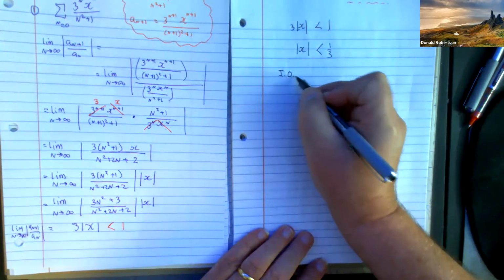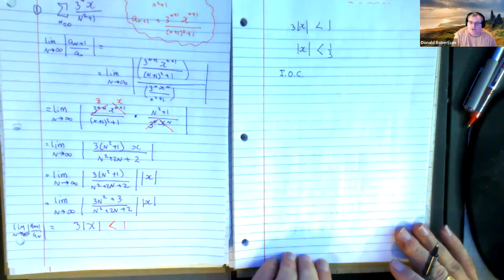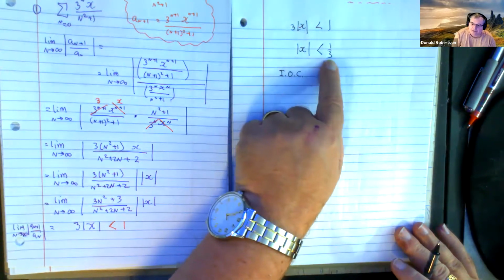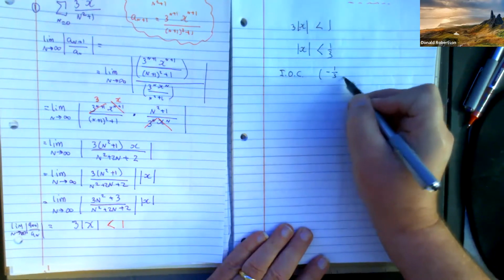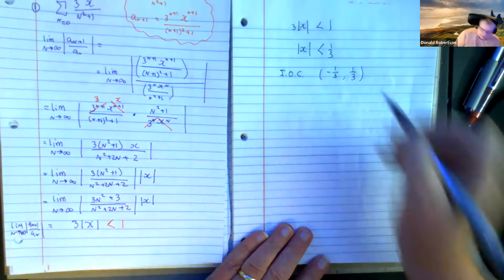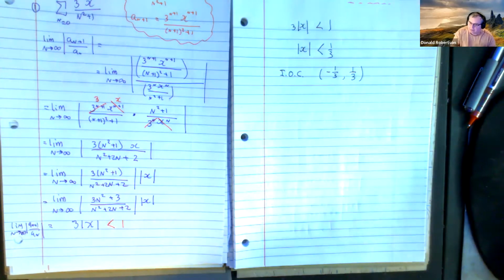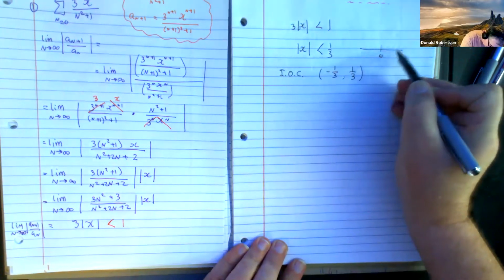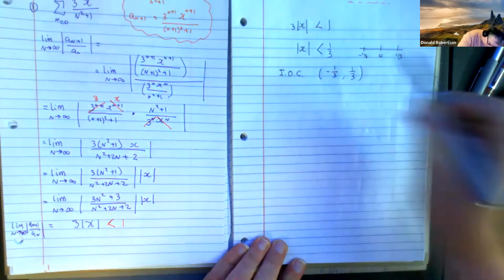The interval of convergence is the values of x where this power series will converge. That is only going to happen if the absolute value of x is less than 1/3. That is values of x from -1/3 to 1/3. If you take the absolute value of any number in that range, so I'll put a little 0 there, you imagine up to 1/3 and over here to -1/3.